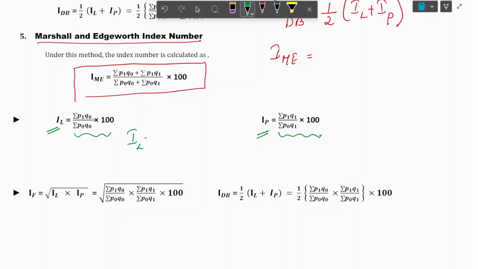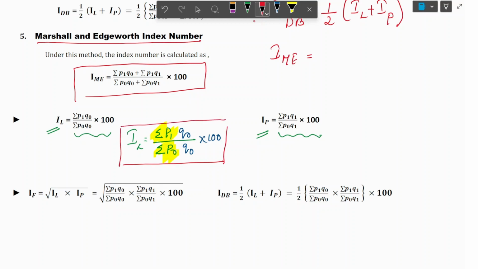IL is equal to sigma P1, and in the last video I explained to you, the formulas always come this way. That is P1, the current year price or current period price, and this is the base period price. P1 divided by P0 is a common thing here. Now what we are going to do is multiply with Q0 into 100, and that is your formula. Therefore, this IL formula can be learned this way: you use sigma, that is summation of P1 divided by P0, then you multiply with your Q0 and Q0. Now see your IP formula, what's the difference coming here?